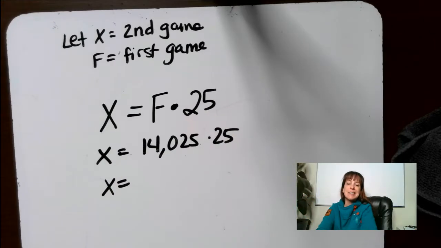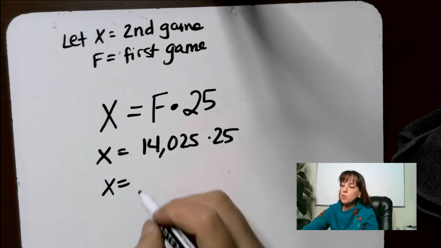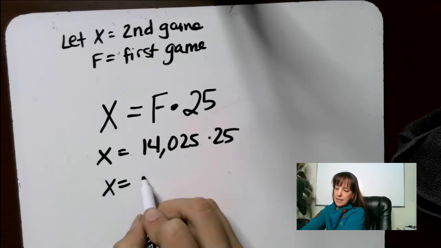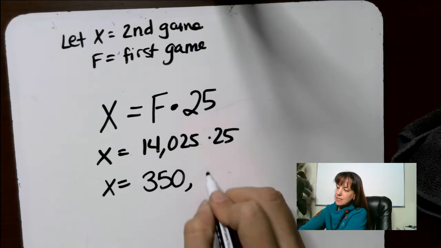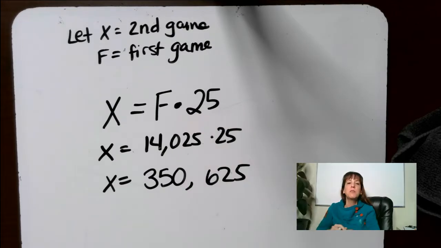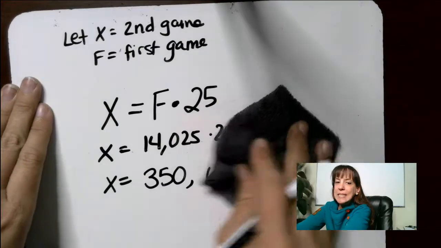X equals, guys, it's totally okay if you want to use a calculator. Just make sure you know how to multiply, and we can talk about that in class if you have any questions. So if we multiply on this, it is 350,625. Good.